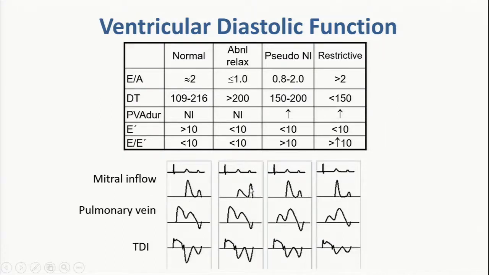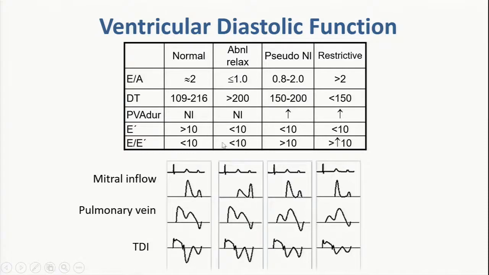Now, you have less blood flow coming in during the early part, and then during the late part, in order to make up for the less blood flow that came in the early part, you have an increase in the A wave. So the A wave tends to get a little bit larger. As a result, E is smaller, A is bigger. This E to A ratio is now less than 1.